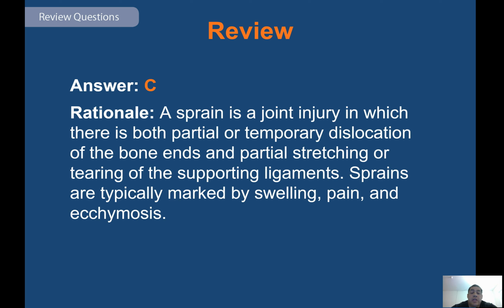So C, a sprain is a joint injury in which there is both partial or temporary dislocation of the bone ends and partial stretching or tearing of the supporting ligaments. Sprains are typically marked by swelling, pain, and ecchymosis.